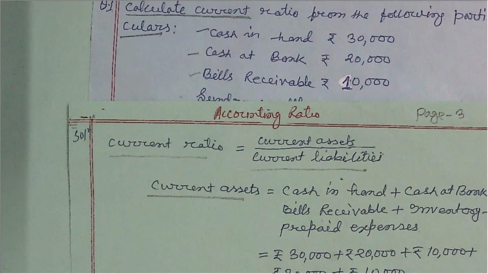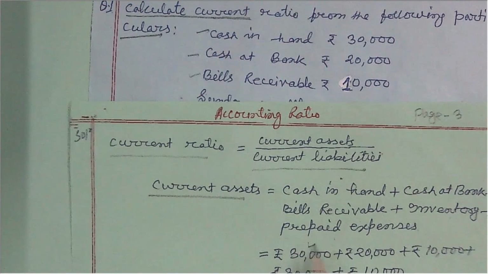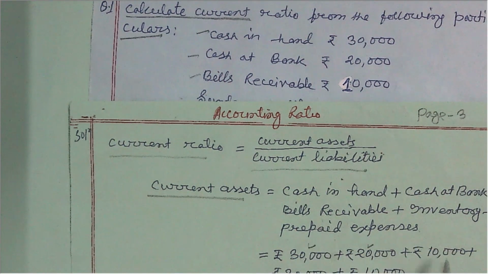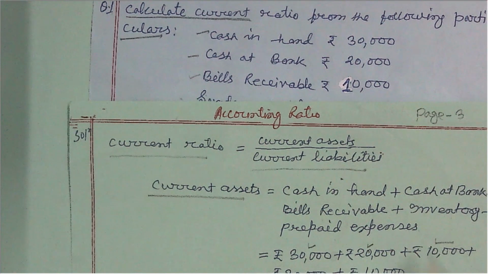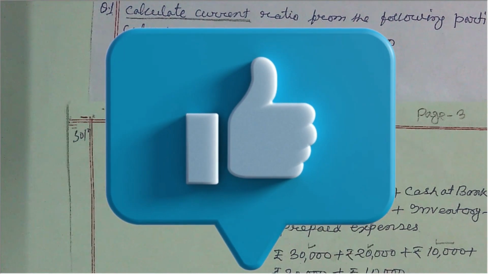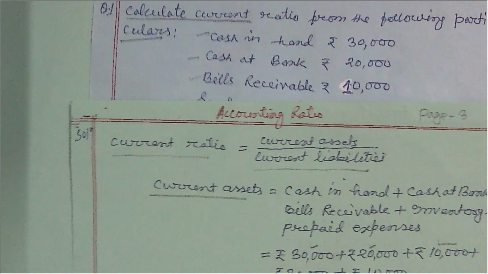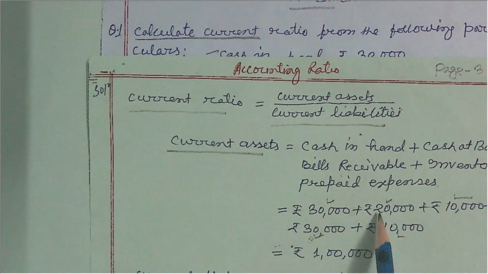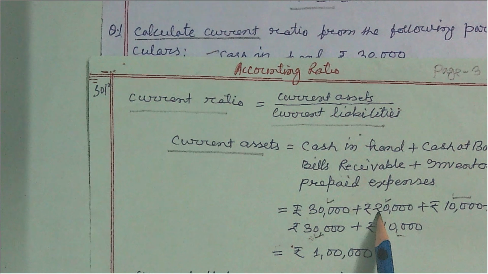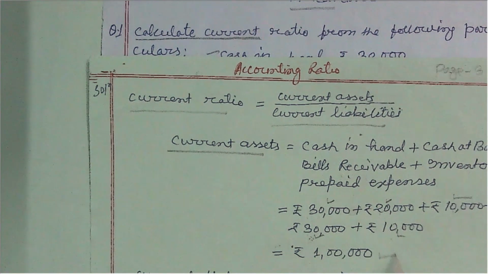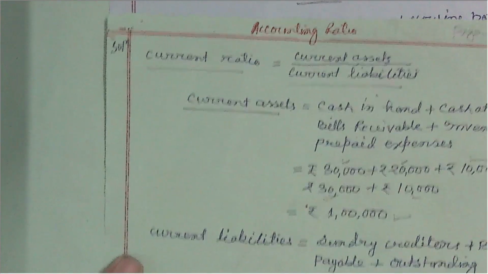Now substitute the values. Cash in hand value is given as 30,000 plus 20,000 rupees cash at bank value plus bills receivable value is given 10,000 plus inventory value is given 30,000 and plus prepaid expenses value is given 10,000. So when you aggregate it, you will get 1 lakh. 30,000 plus 20,000, 50, plus 10, 60,000, plus 30,000, 90, plus 10, 1 lakh. So the total current assets value is 1 lakh.